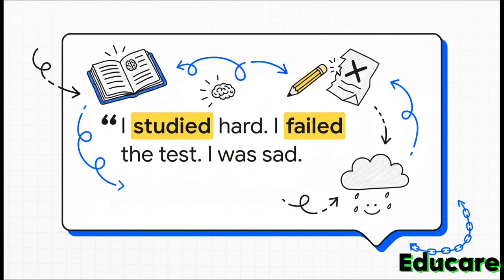Right? Like, check this out. I studied hard, I failed the test, I was sad. I mean, sure, each sentence makes sense on its own, but put them together and it sounds kind of robotic, doesn't it? There's no flow, no clear relationship between the thoughts. We can do so much better than that.